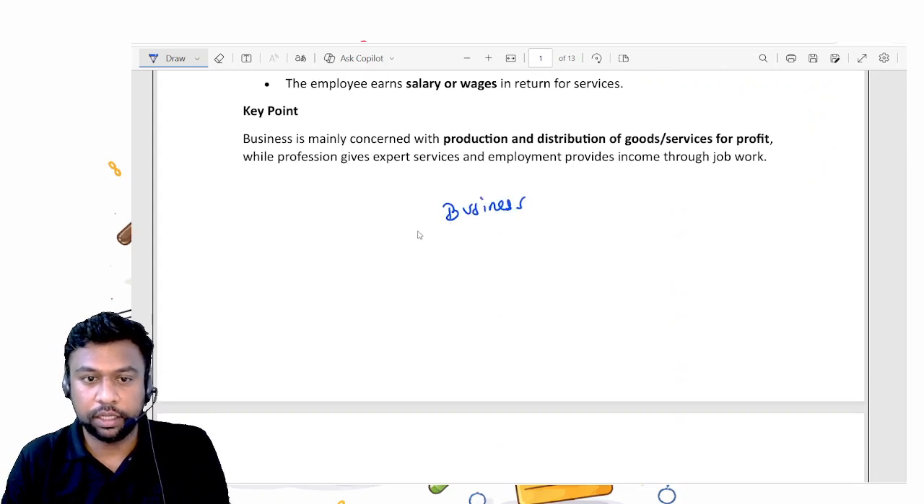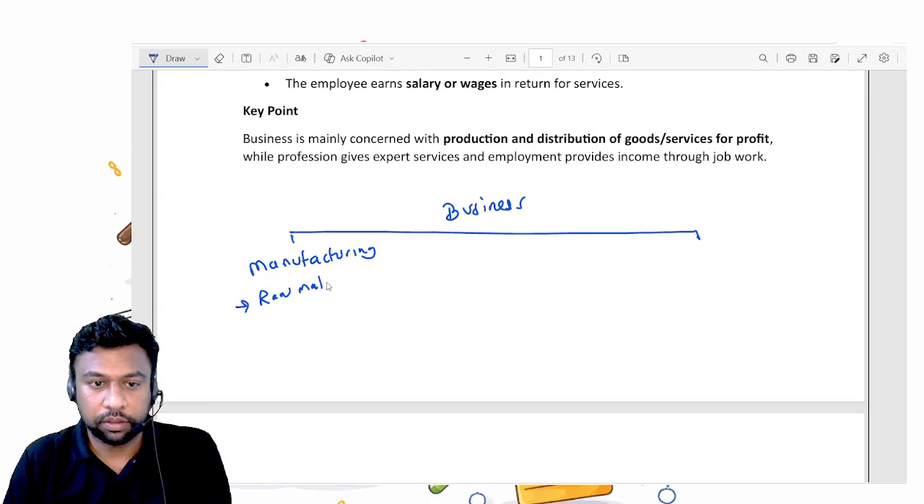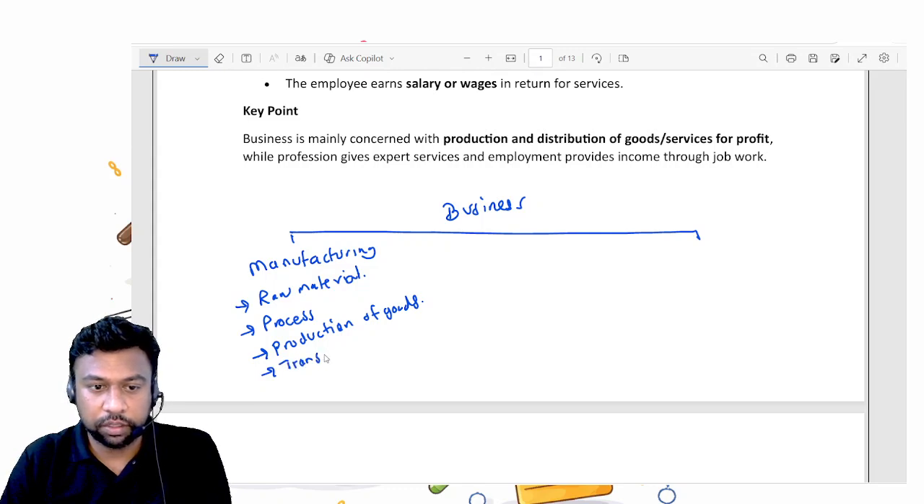See, in business, broadly these are the three types. One is your manufacturing, which we have just now seen, where you use raw material extracted from nature. You will process the raw material, and production of goods will happen. Like these are the activities. Then you will find a buyer and you will transport that good.